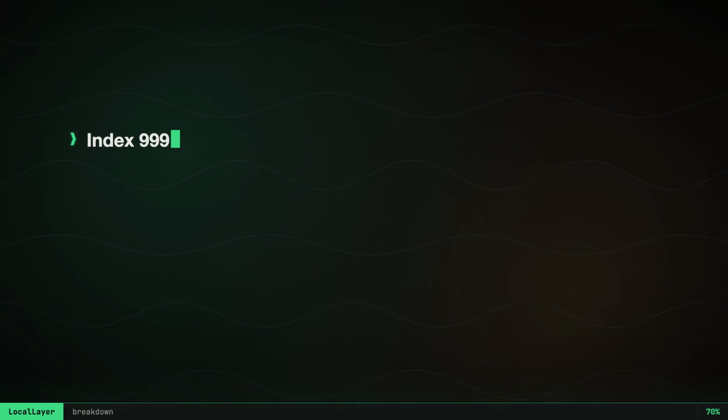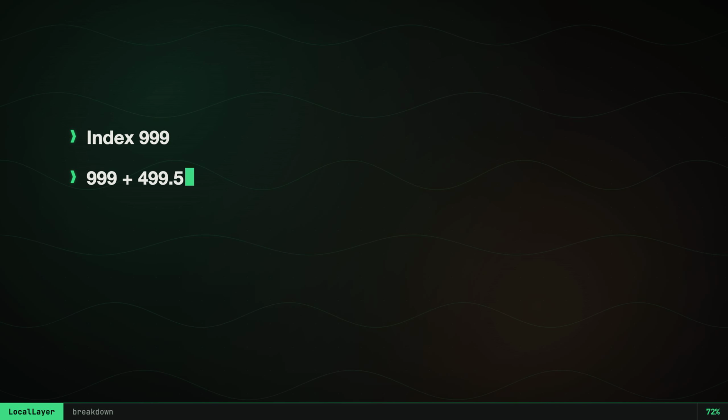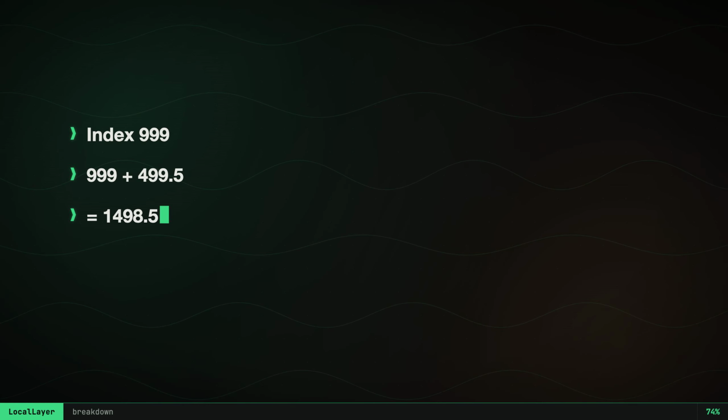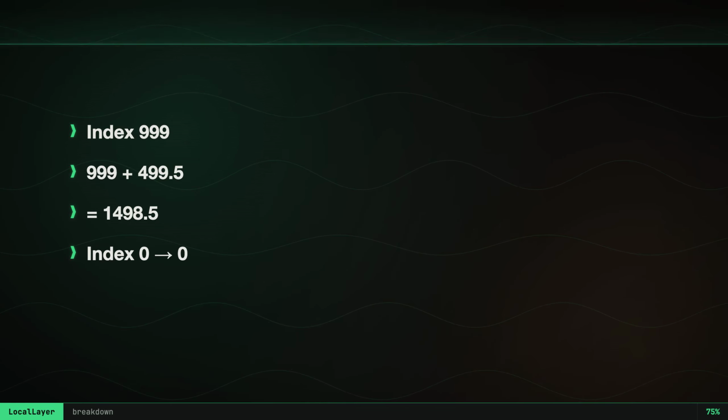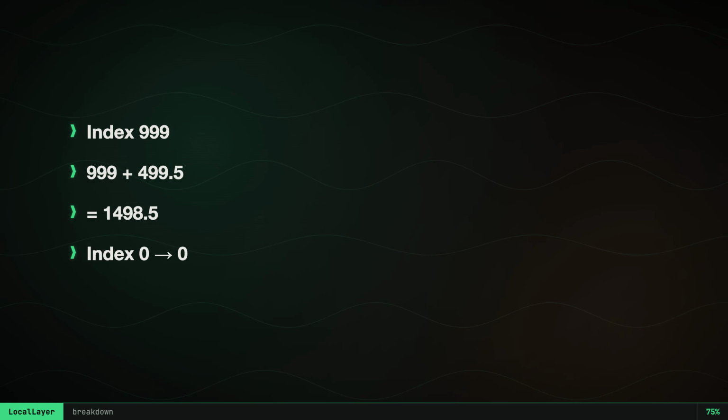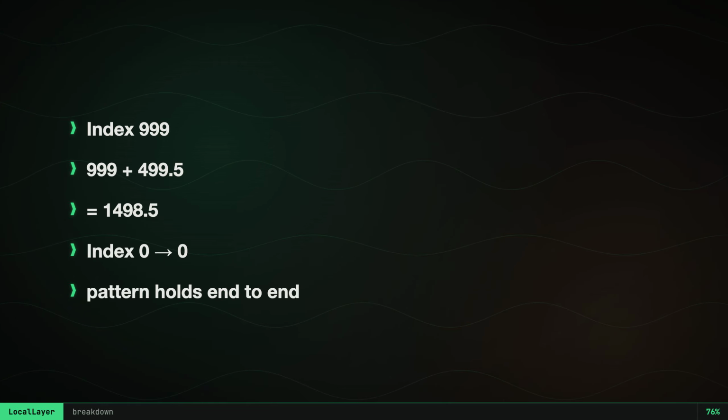Check the last value by hand. Index 999, left is 999, right is 499.5. Add them and you get 1,498.5, the exact number the GPU printed. Try index 0, left is 0, right is 0, result is 0. The pattern holds at both ends of the buffer, not just the one value we picked. The kernel actually did the math on real GPU hardware, not a simulation, and you can verify every single one of the 1,000 values the same way.